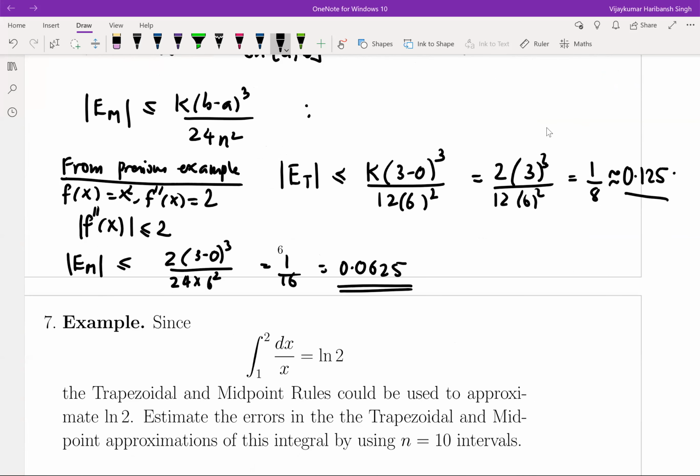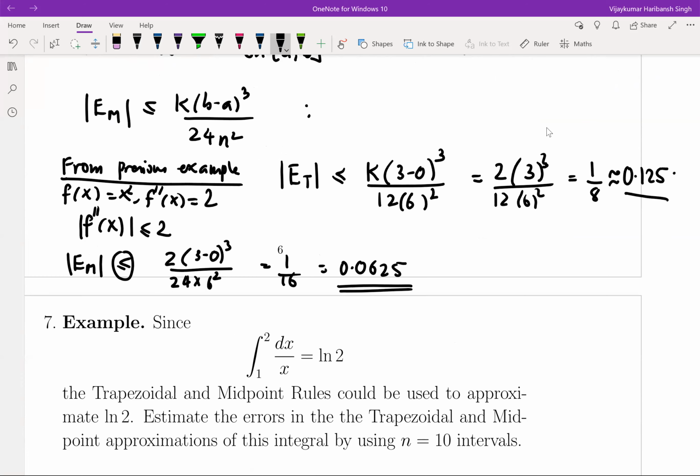But generally you'll get an upper bound on error. This is less than or equal to. You will not get exactly equal to the error. This is a very special case. Okay, so this is the idea behind the error in trapezoid rule and midpoint rule.